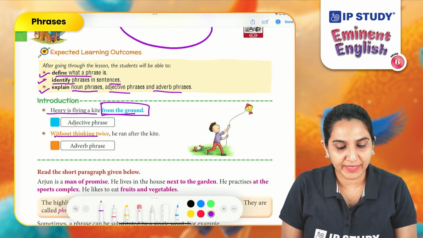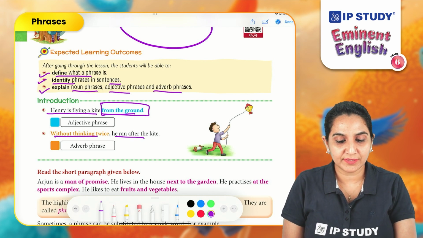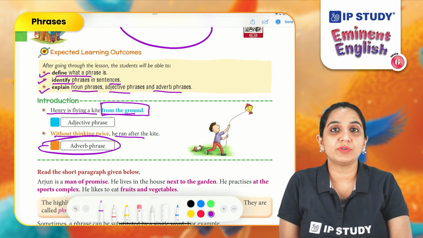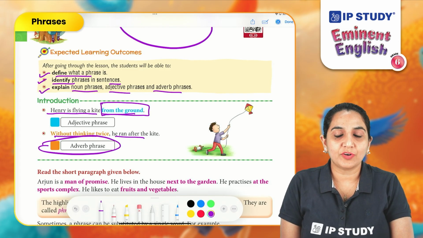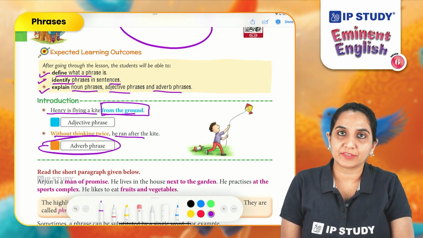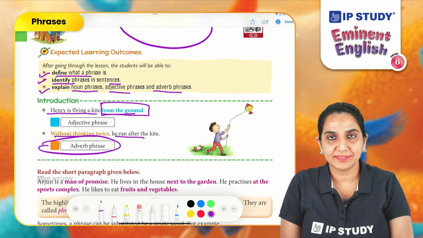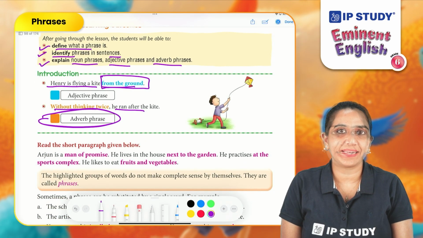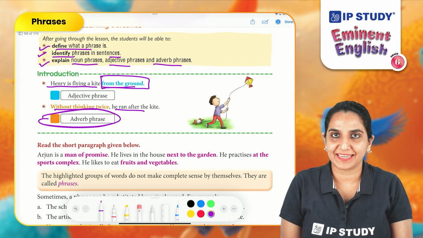Without thinking twice, he ran after the kite. It is an adverb phrase, "without thinking twice," because this is describing how he ran. How did he run after the kite? Without thinking twice.